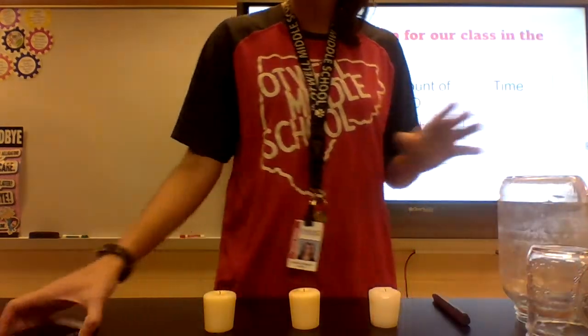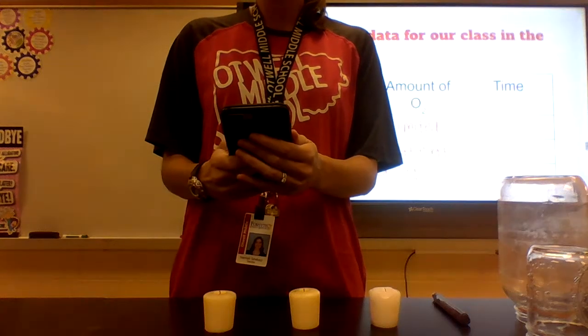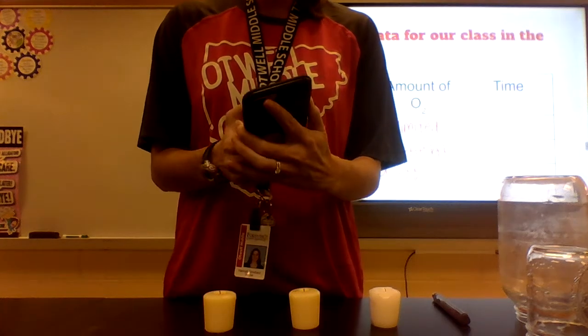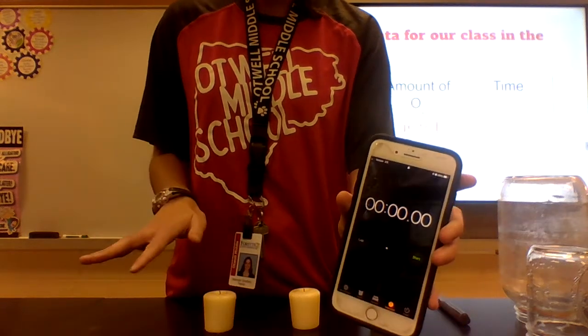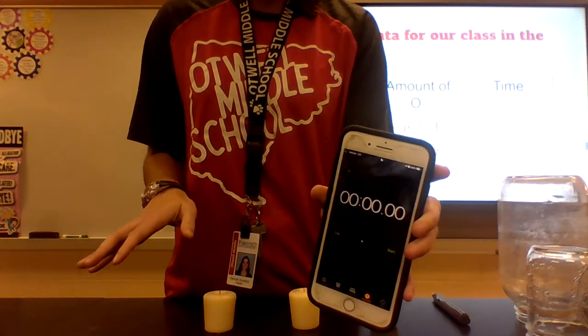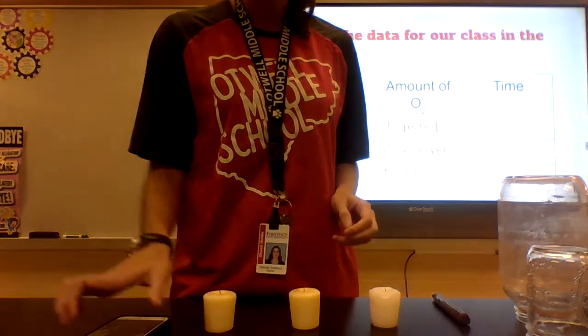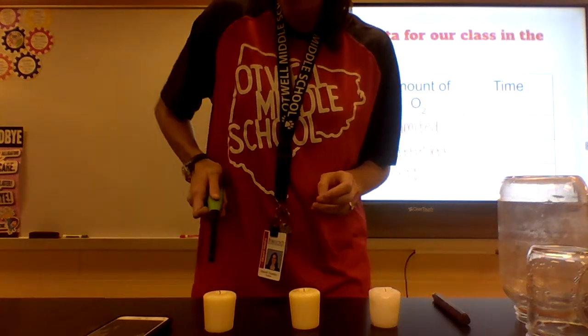So I am going to light all 3 of the candles. Then I'm going to use my timer and I am going to record the time. You probably won't be able to see my timer the whole time. That's okay. I'll show you when it's done and tell you what to write in those instances. So I'm going to light the 3 candles.